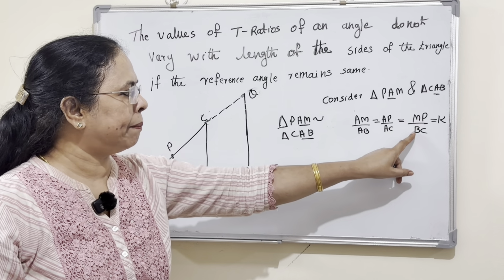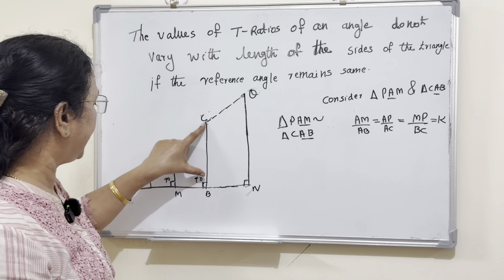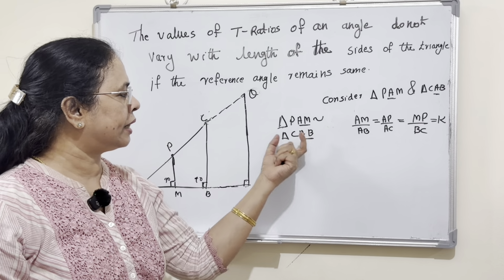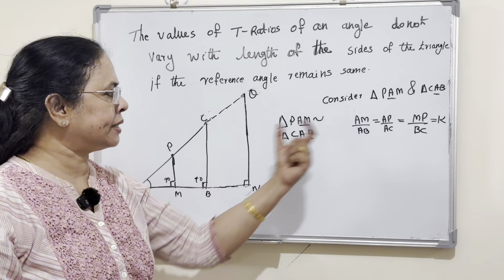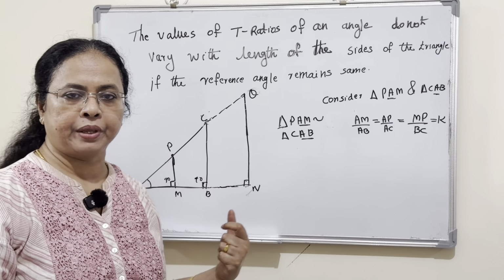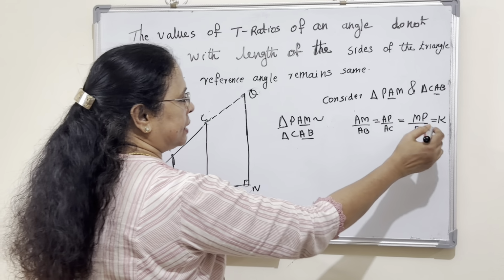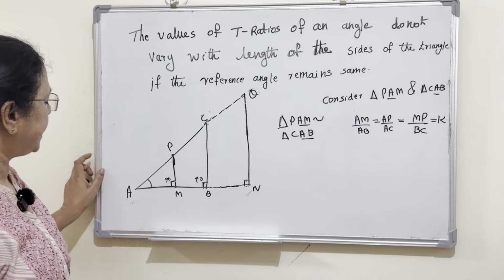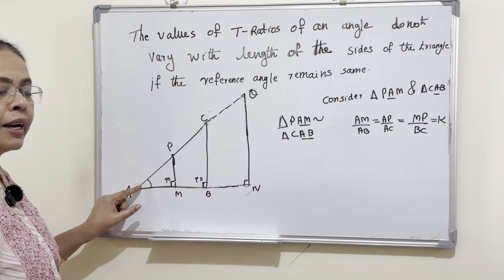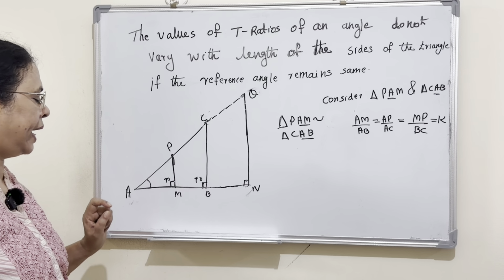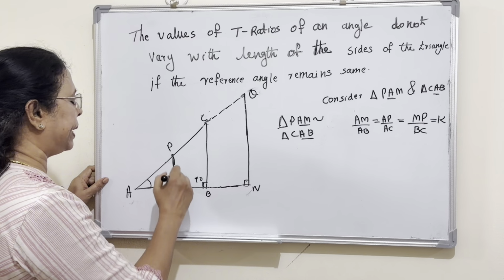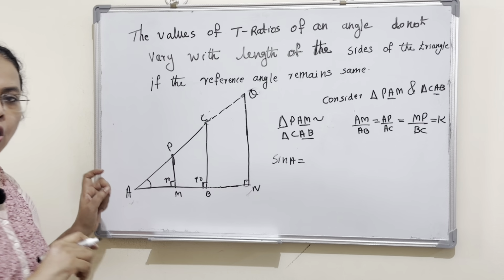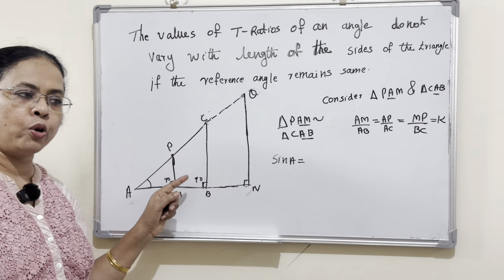That means MP by BC. So all three sides of one triangle are in proportion with the corresponding sides of the other triangle. Corresponding sides of two triangles are in proportion, and we can prove this by similarity of the triangles. Now when you consider triangle APM, let me take the reference angle as angle A. So what is sin A in triangle APM? We already studied the trigonometric ratios: sin A is opposite side by hypotenuse.